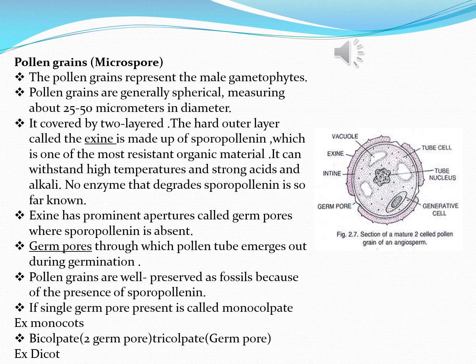I'm going to repeat again. Pollen grains are spherical in nature, measuring about 25 to 50 micrometers. They are made up of two layers. The outermost hard layer we call the exine, and the inner we call the intine. The exine is made up of a substance called sporopollenin, which is the most resistant organic material. It gives protection to pollen grains against high temperatures, strong acids, alkalis, even against enzymes.